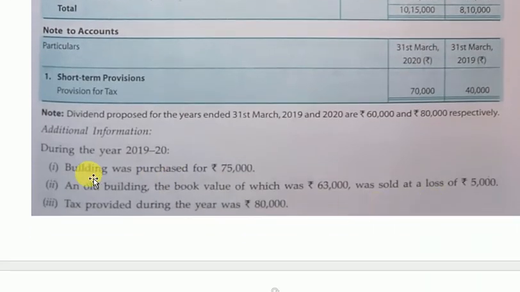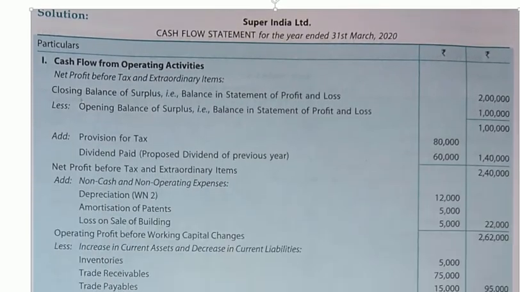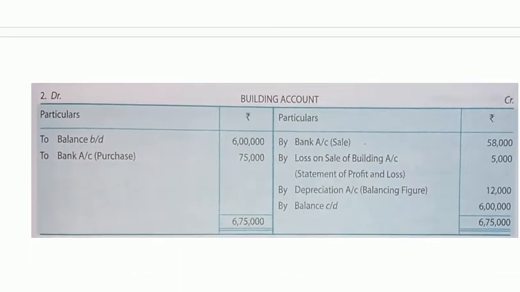So we already discussed the building was purchased for 75,000, and number two adjustment says an old building, the book value of which was rupees 63,000, was sold at a loss of 5,000. So that requires a building account ledger to be prepared. So let us see in the solution the ledger for building account.